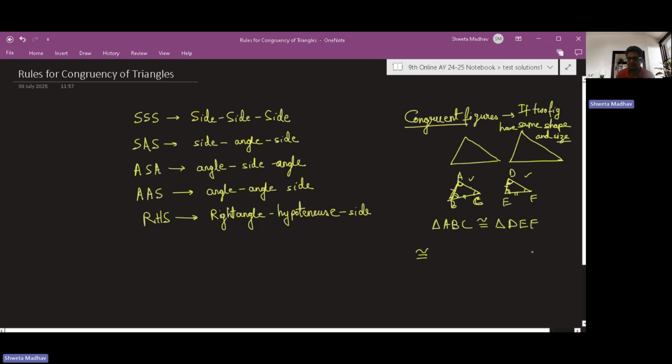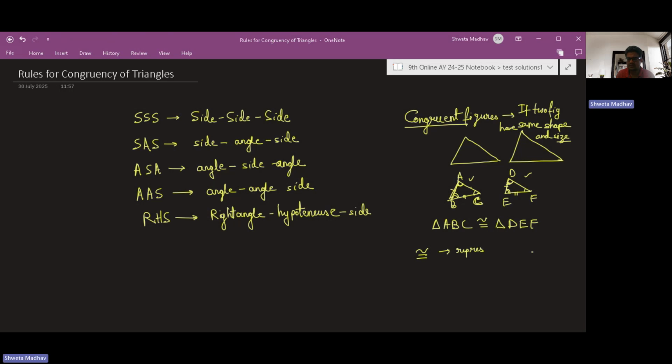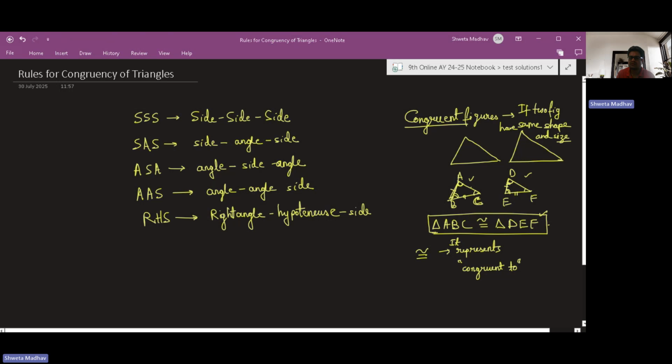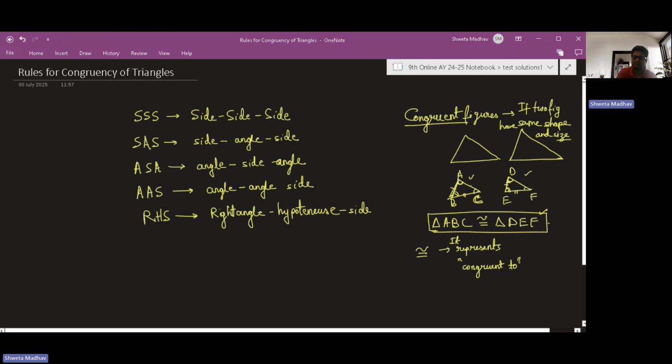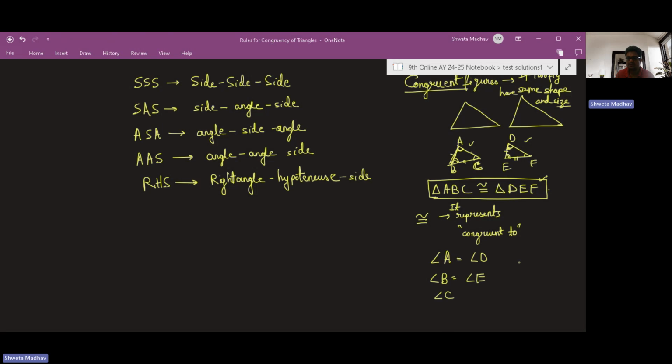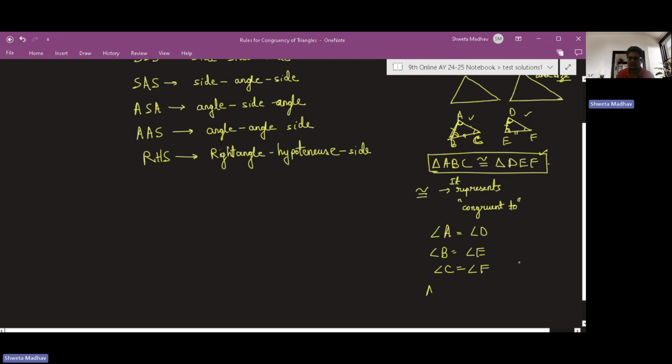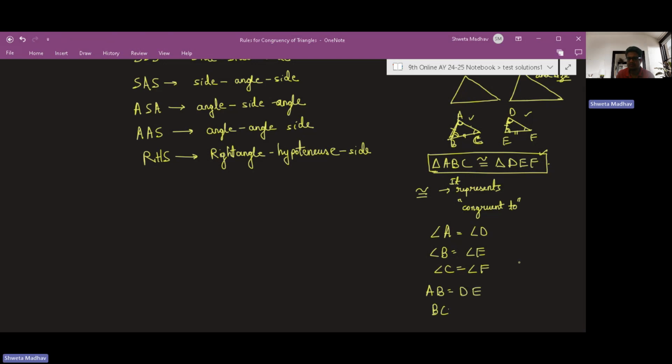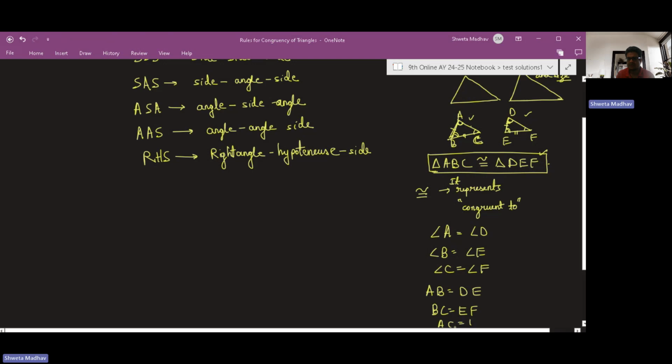Now this symbol is used to represent the statement congruent to. So if I write triangle ABC, then this symbol, and then triangle DEF, I'm saying that triangle ABC is congruent to triangle DEF. And whenever I can prove that triangle ABC is congruent to triangle DEF, then all their corresponding sides and corresponding angles will be equal. Angle A will be equal to angle D, angle B to angle E, angle C to angle F. Also side AB will be equal to side DE, side BC to side EF, and side AC to side DF.